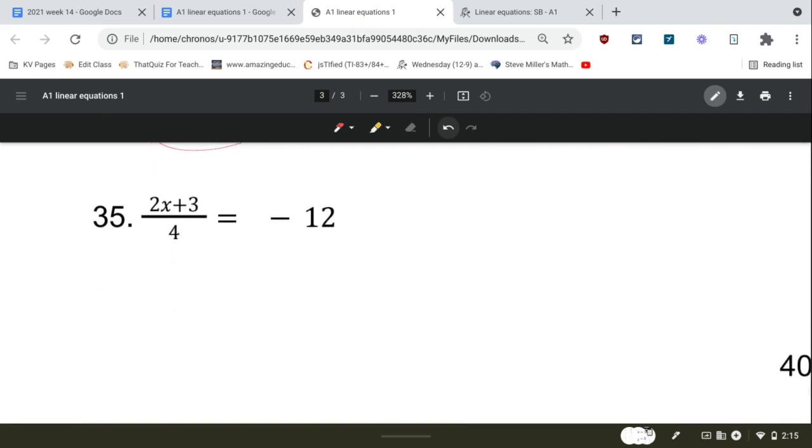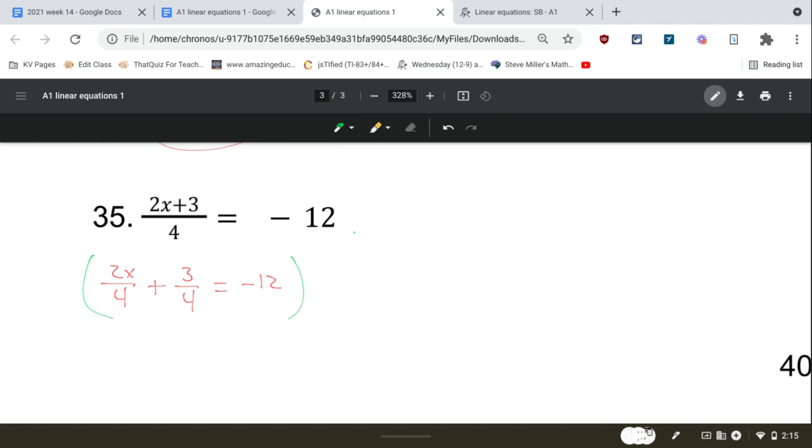All right, on 35. What I would do on this one is multiply both sides by 4. That's how you would start it. Actually, I'm going to go back. I'm going to do it that other way where I split up the numerator. I'm going to rewrite this as 2x over 4 plus 3 over 4 is equal to negative 12. Now, what I'm going to do here is multiply the whole equation by 4 to clear the denominator.